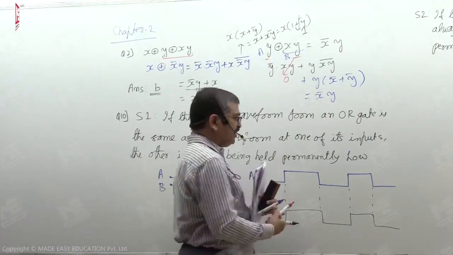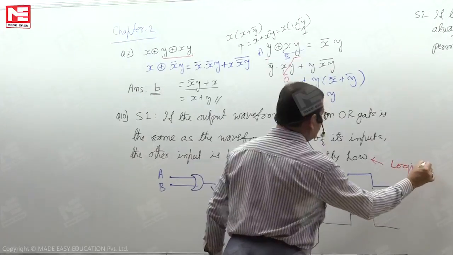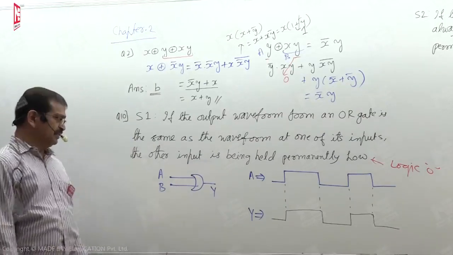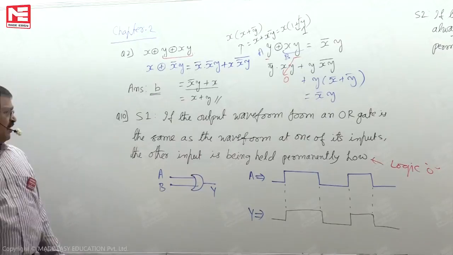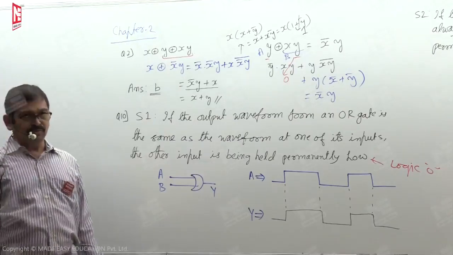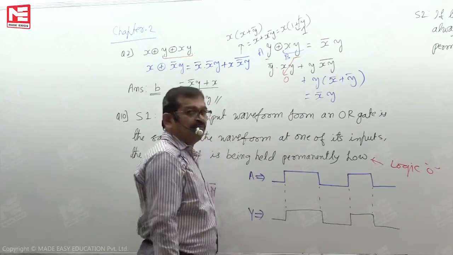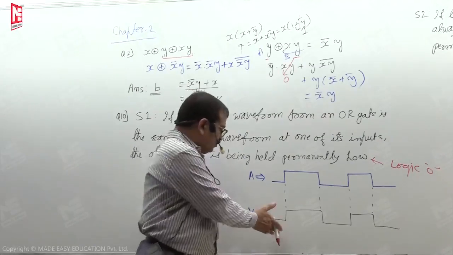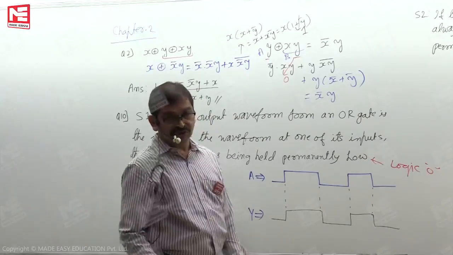Low is basically referring to logic 0, and high is basically referring to logic 1. So, if the output waveform of an OR gate is the same as one of its inputs, the other input is being held permanently low. If we want to read the output same as one of its inputs, it is mentioning the other input must be connected to logic 0. In other words, it is possible to read the output same as input A if and only if the other input is permanently connected to 0. That is what the statement is talking about.